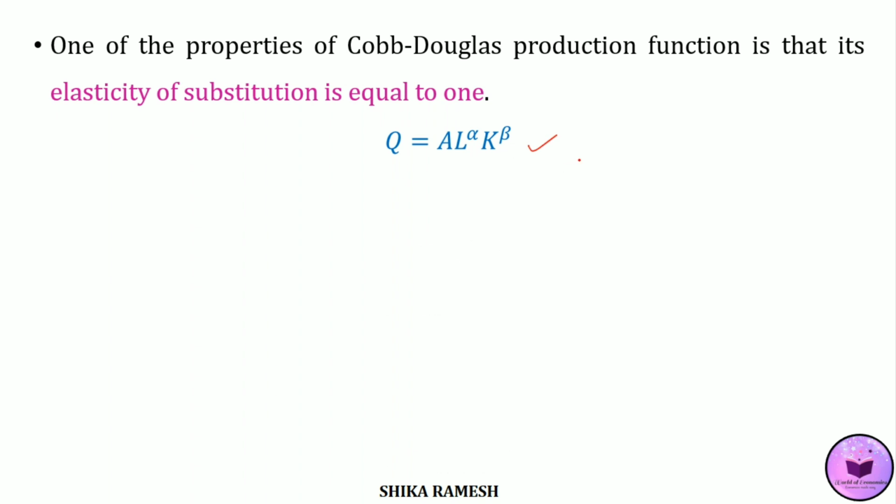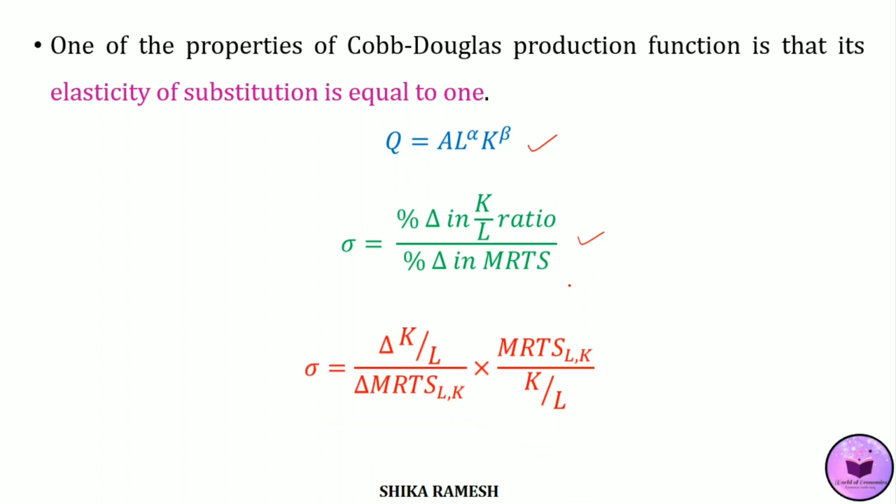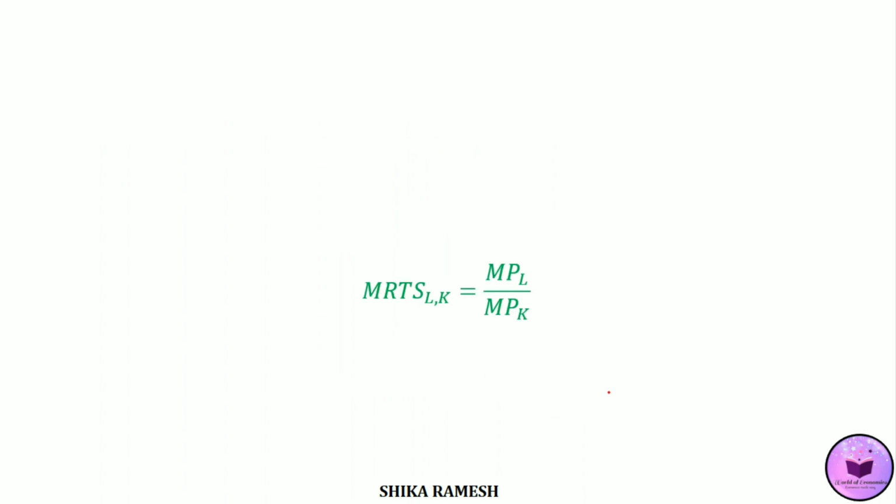the formula for elasticity of substitution is percentage change in the K by L ratio divided by percentage change in the marginal rate of technical substitution. Now this formula can also be simplified and written as sigma is equal to delta K by L divided by delta MRTS of labor for capital multiplied by MRTS of labor for capital divided by K by L. We know that the marginal rate of technical substitution of labor for capital is equal to MPL by MPK.